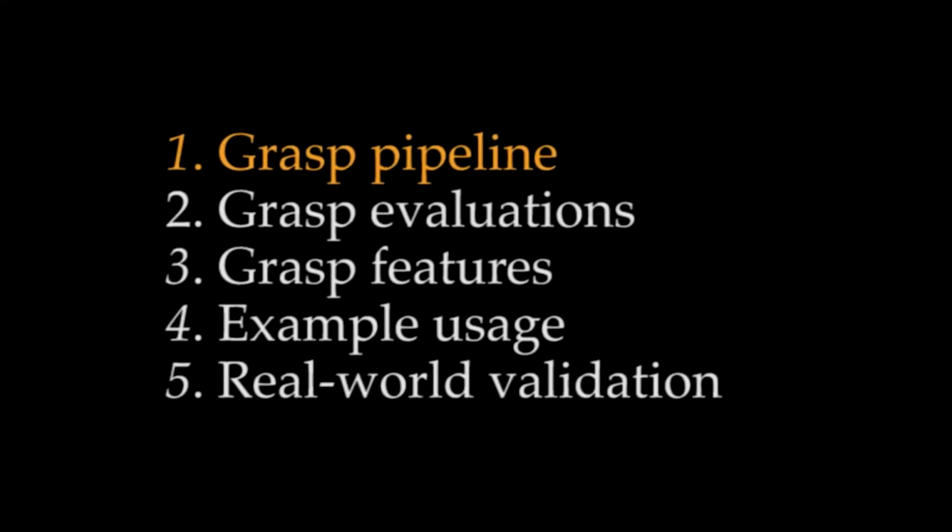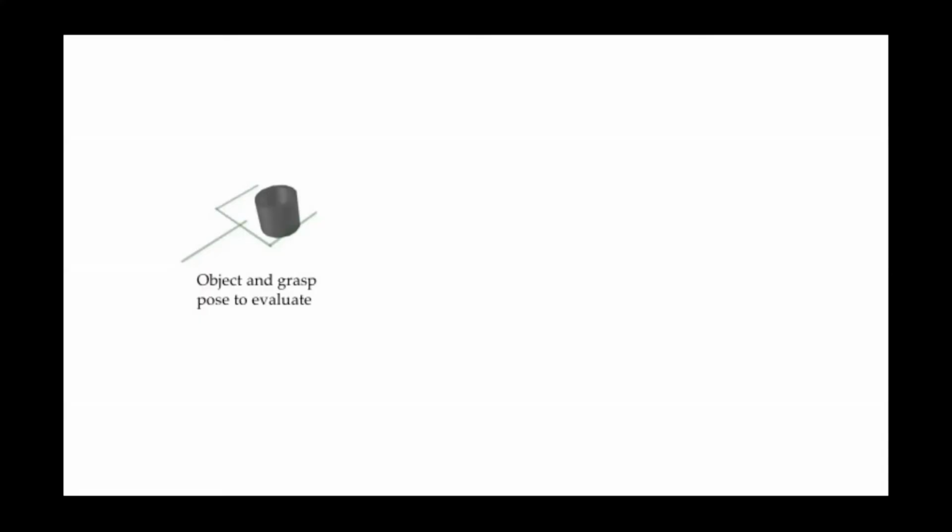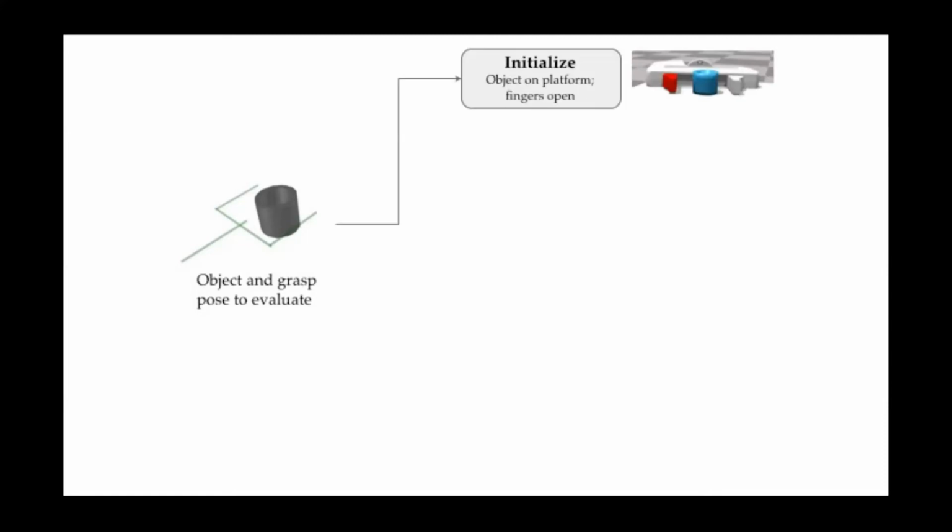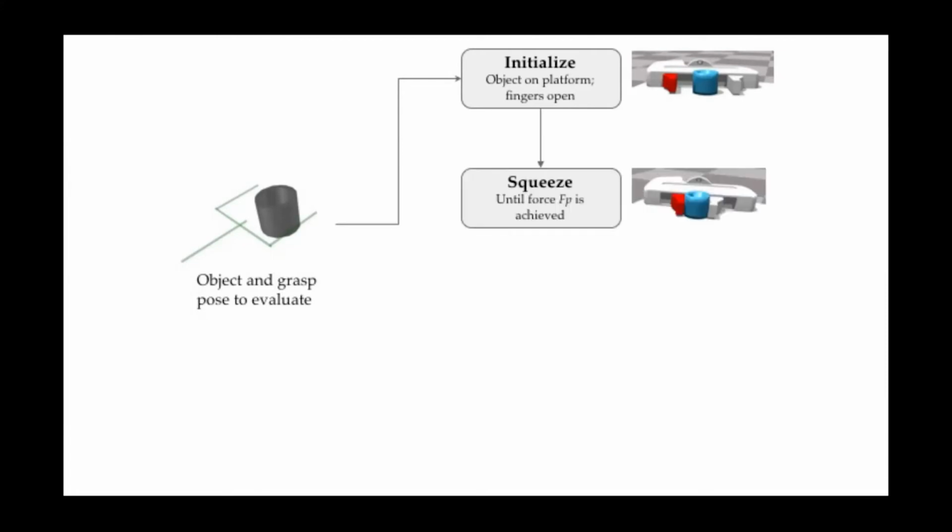Let's start with an overview of the grasp pipeline that's implemented by DefGrasp Sim. This pipeline is applied to one object and one grasp pose. In this example, we have a cup as the object and a grasp pose that's represented by its line drawing in green. Our script then takes this object and grasp pose and initializes them both in the Isaac Gym environment. Note that the object is initialized to be resting on a platform and the gripper is initialized with its fingers open. Then the gripper closes and squeezes the object until the desired squeezing force Fp is applied.